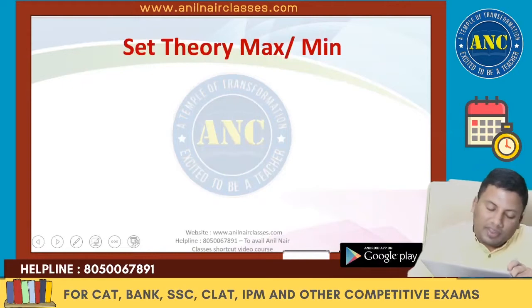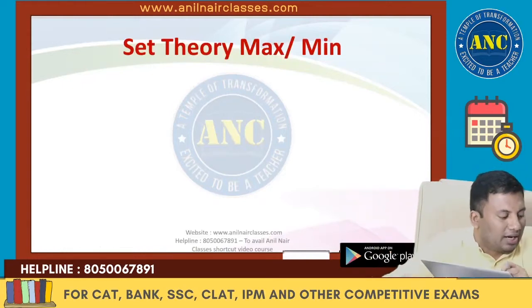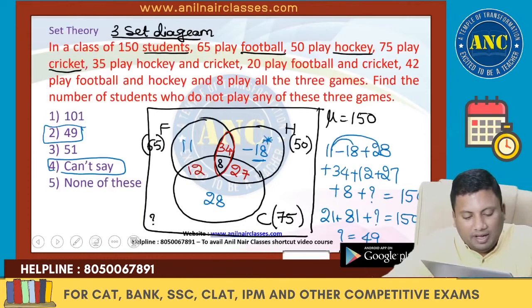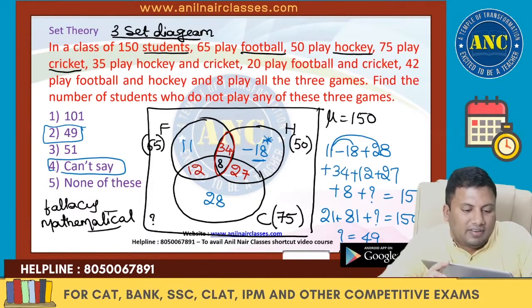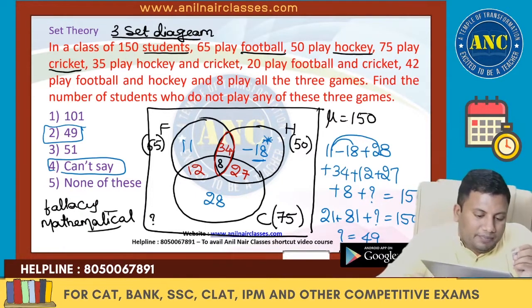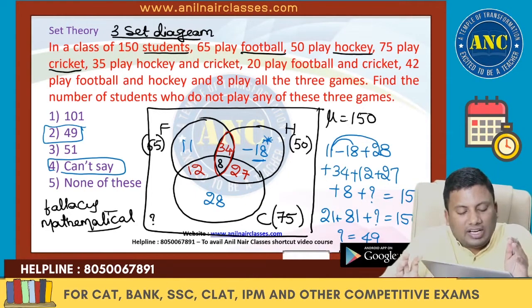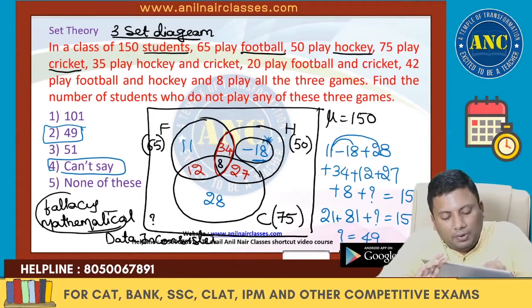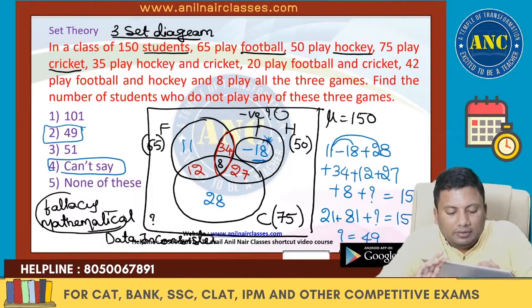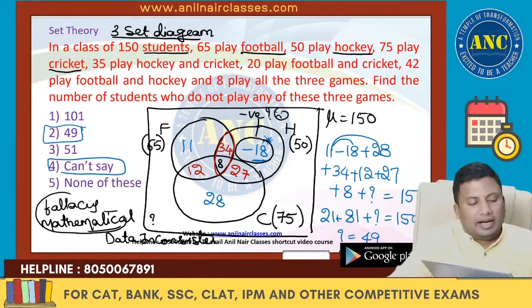Next one. Now comes set theory, maxima and minima. We cannot get a negative value. Mathematically there is a fallacy. There is a mathematical fallacy here. The question has inconsistent data. The values are not properly kept to satisfy the conditions. In simple language, the data is inconsistent. How can the number of people who play cricket be negative, right? It cannot be negative, right? Next one.